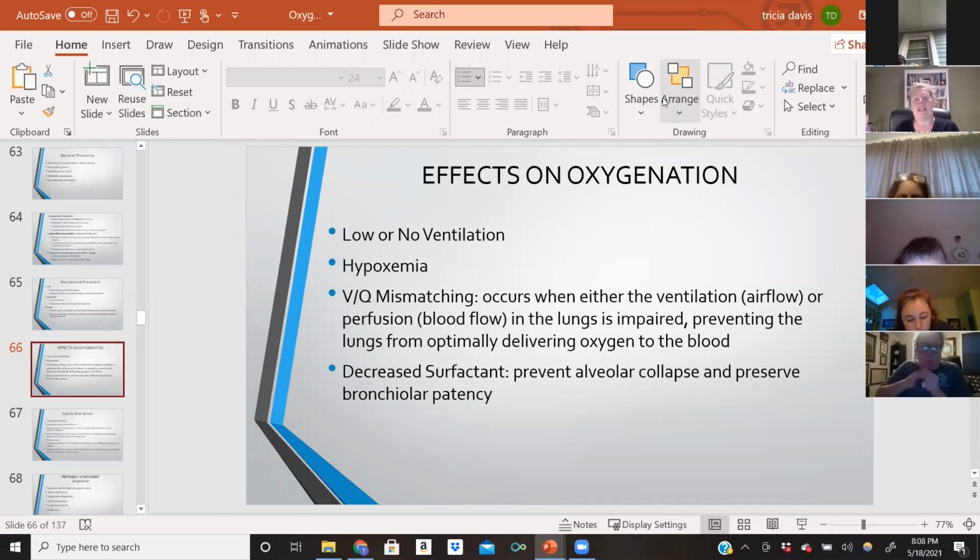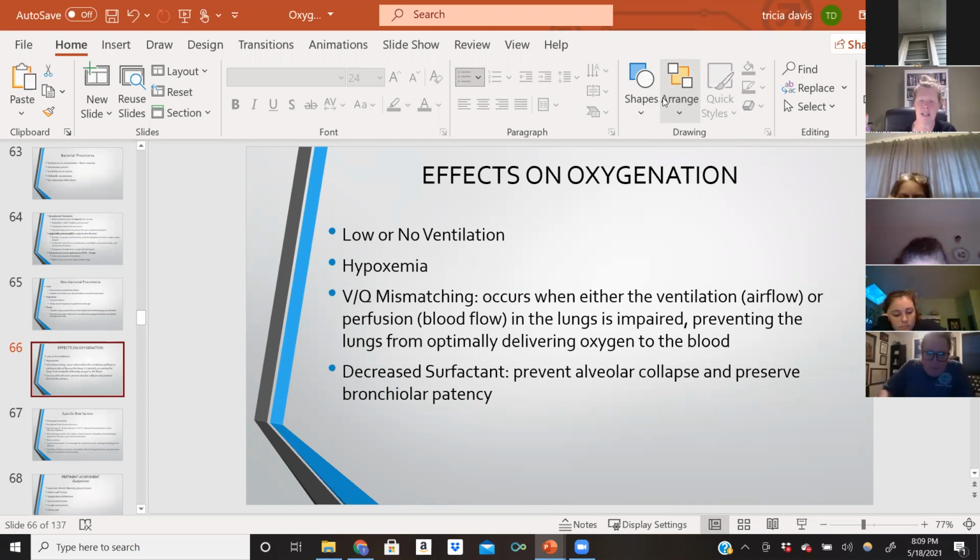So what effect does pneumonia have on our oxygenation? Well, they may have little or no ventilation at all, depending on how bad it is. They are going to suffer from hypoxemia. When they have a VQ scan, there's going to be a mismatch.